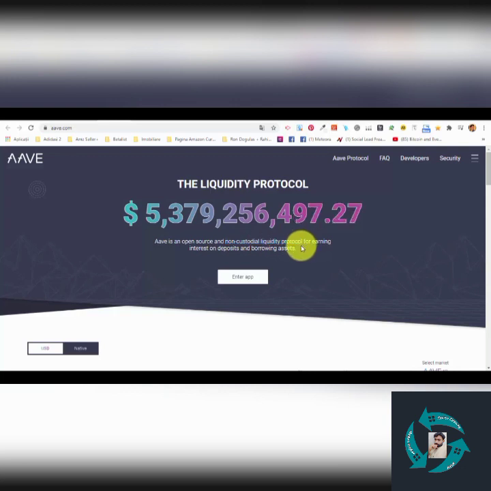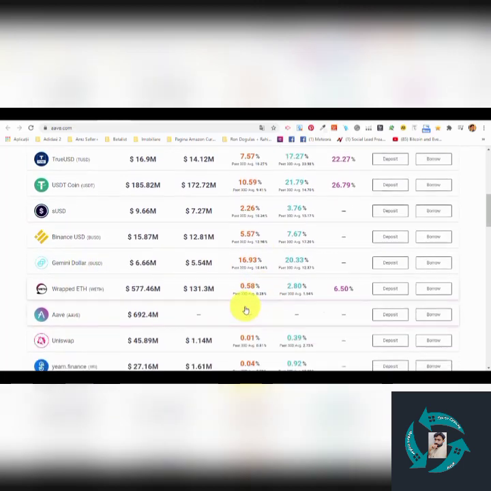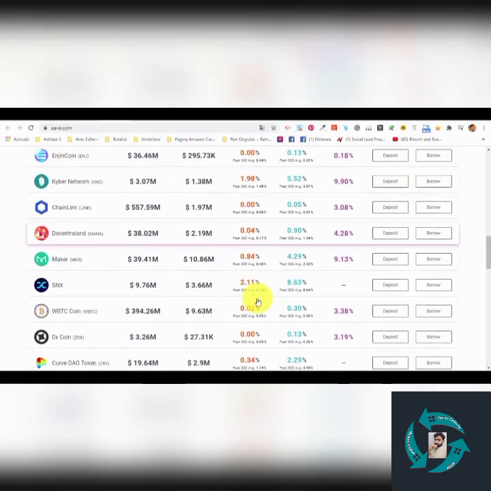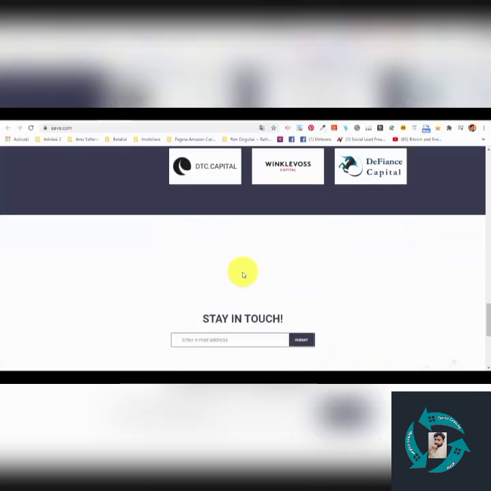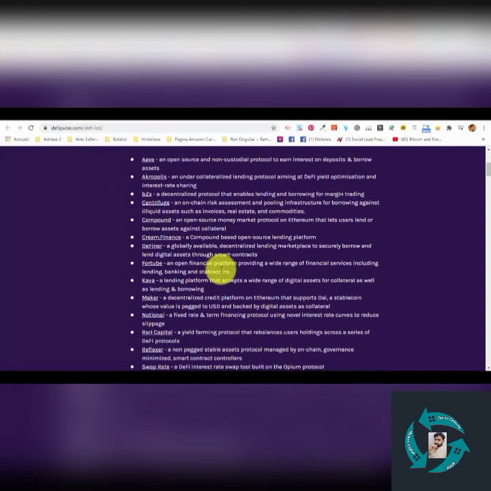What's interesting to see is that it's a non-custodial liquidity protocol. Generally people consider it to be higher risk if it's non-custodial, and the reasons are obvious why. But just have a look at Aave, and if you scroll down, you can see the potential returns that you can get for different assets, tokens and coins, and they are pretty decent. We're just going to scroll down to show you how it works. Okay, then let's go back.